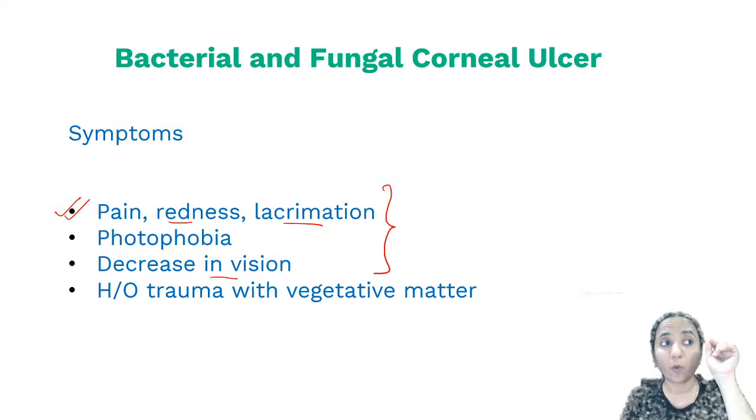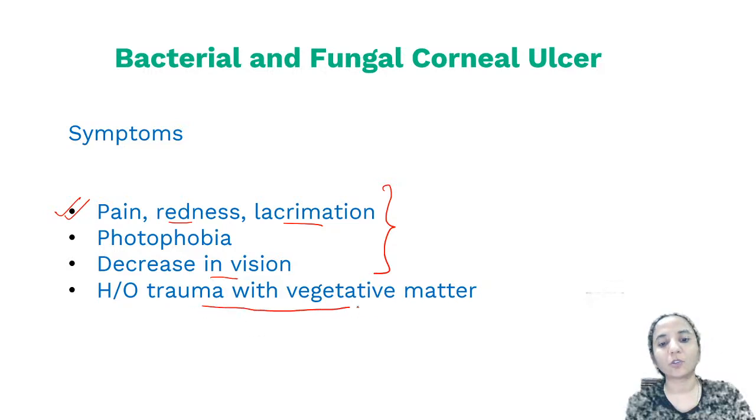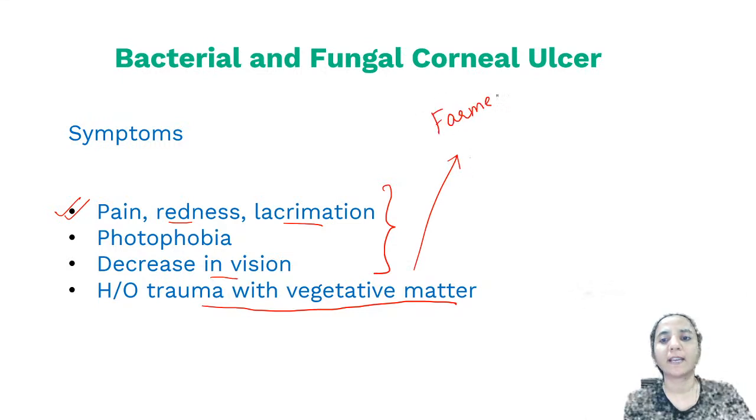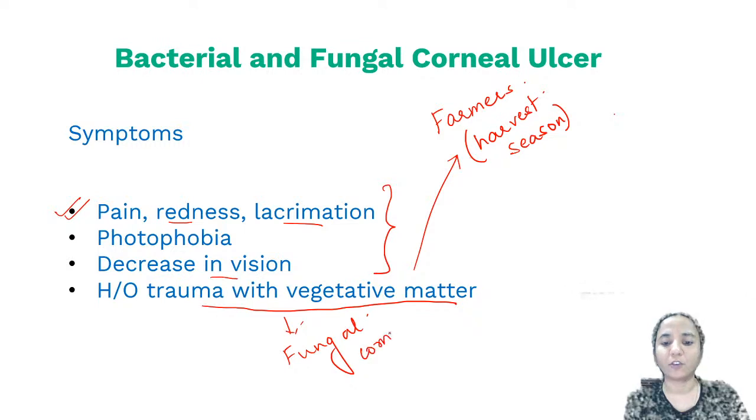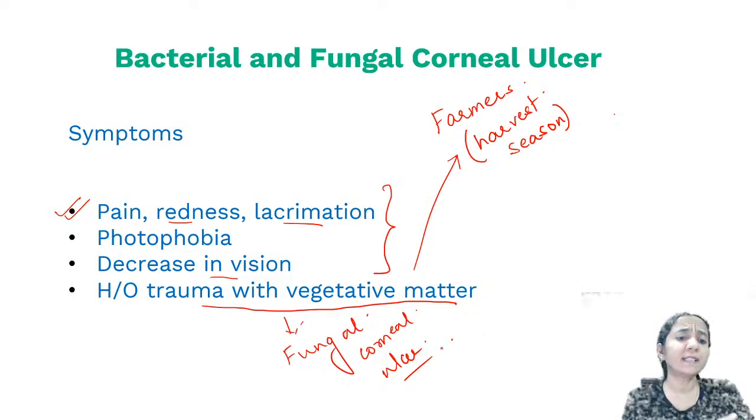These are the symptoms. Now one very important thing here is if we ask a pointed question, they might tell us that there is a history of trauma with vegetative matter. Now, who are the people who experience this? The people who experience this are commonly the farmers, especially in the harvest season. That is, at the time when they cut their crops. So when they cut their crops, at that time they sometimes suffer this trauma with vegetative matter. And this often predisposes to the formation of fungal corneal ulcer. So that's why this is important. So in the question, if trauma with vegetative matter is mentioned, then it is more likely that they are talking about a fungal corneal ulcer. So these are the symptoms.